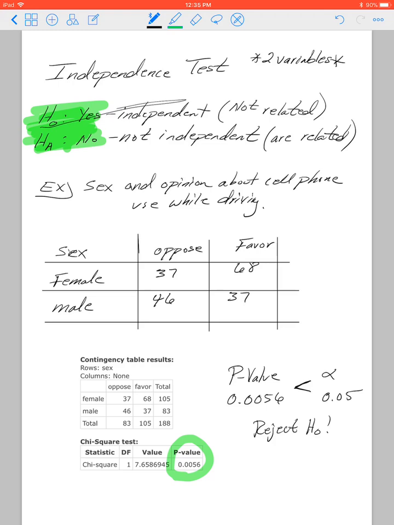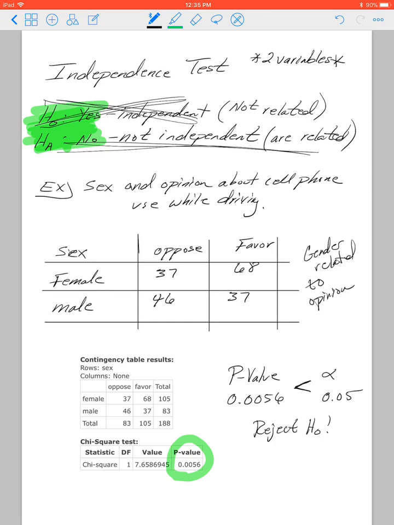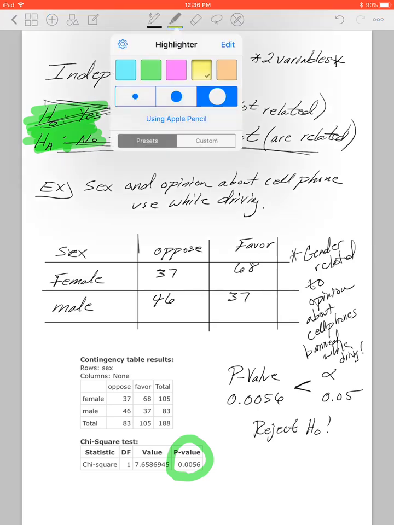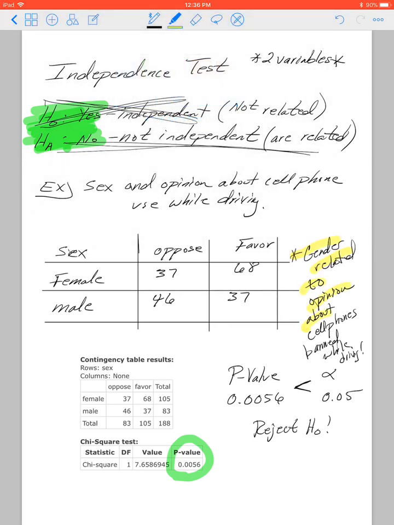And that means we do throw this away. And we get to say, hey, these are not independent. It does look like gender is related to people's opinion about cell phones being banned while driving. So that's our conclusion, that we would actually tell someone at the end. Okay, I think this is definitely enough to get you all started having some fun.